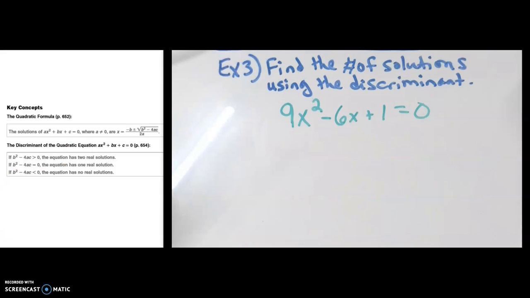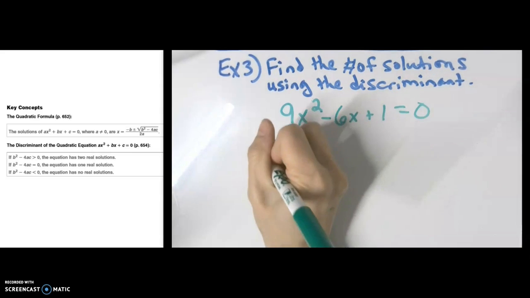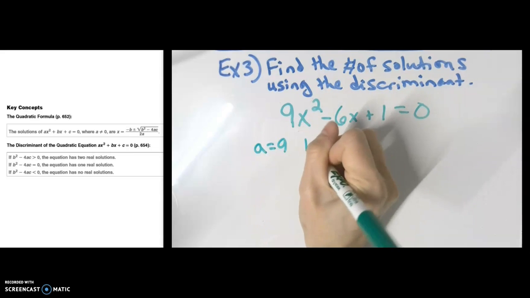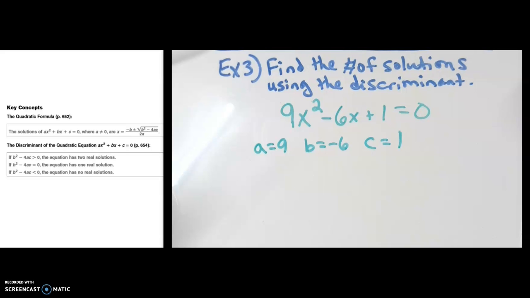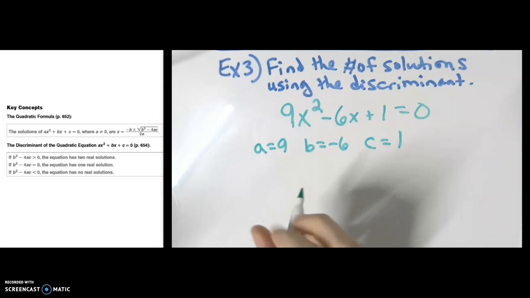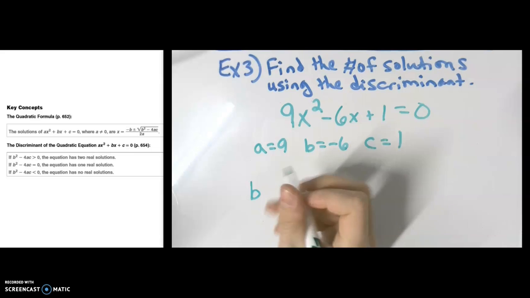Okay, my next example is 9x squared minus 6x plus 1. They want us to find the number of solutions for this quadratic equation. So again, I'm going to identify a, b, and c. a equals 9, b equals negative 6, and c equals positive 1. Now I'm going to use the discriminant to find out my number of solutions.